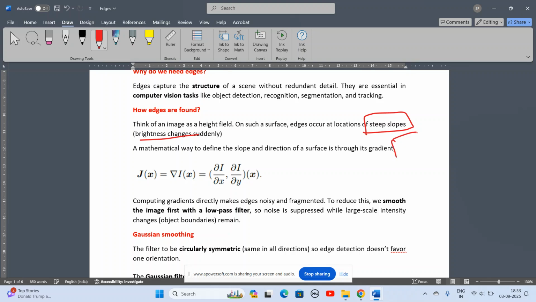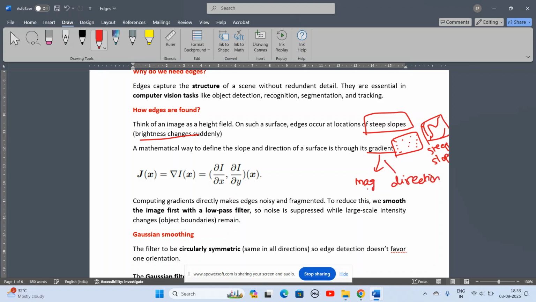Okay, steep slope. In case of sky, there is no much abrupt change. That is not a steep slope. And if you take an image of a mountain, there is a sudden change from this color to this color. So that is a steep slope. I am going to identify the steep slope. Whenever there is a steep slope, we could say that the image is having edges. Mathematically, we can define the slope as well as the direction through its gradient. The first step is we are going to find the gradient. Gradient means I can have both magnitude as well as direction.